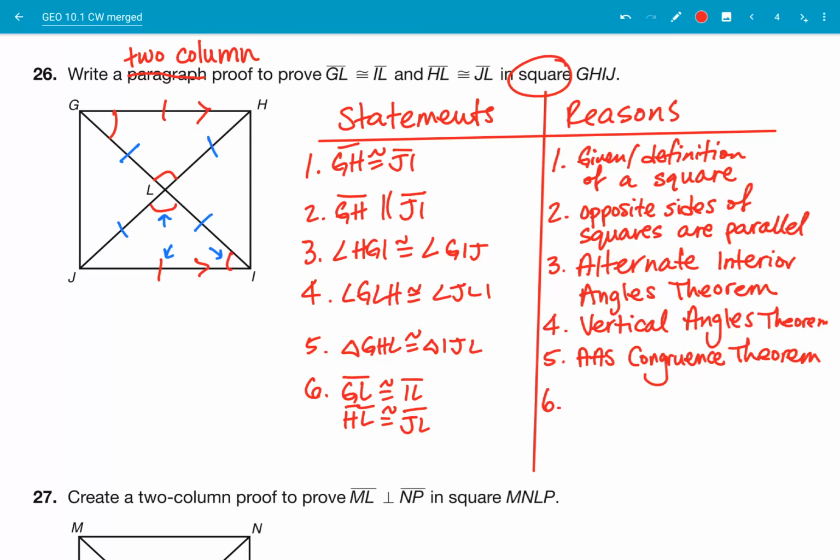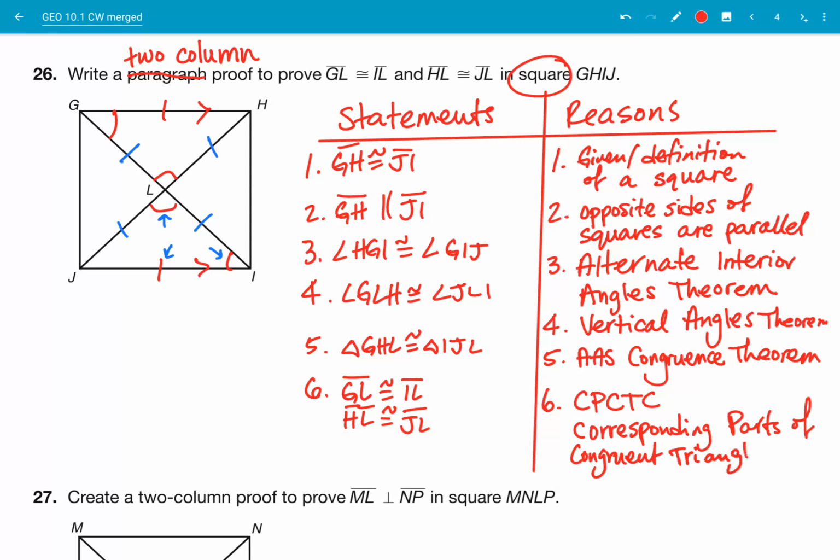By CPCTC. And just as a quick refresher, CPCTC means corresponding parts of congruent triangles are congruent. All right, there's our proof.